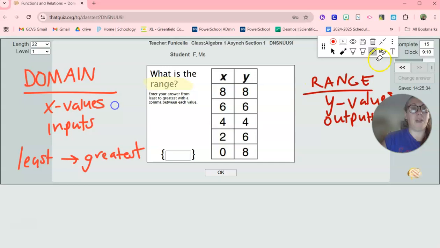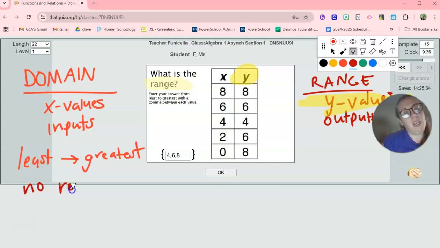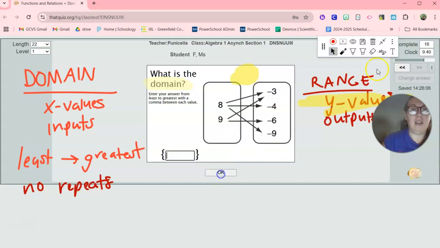And then for the next one, on the next slide, it's looking for our range, which is our y values, lowest to greatest. And we don't put any repeats. So here we have a 4, that's our smallest. There's 2 6s, we only have to write it once. And there's 2 8s, so we're just going to write that once as well. We don't have to put any repeats, okay? And when you're all set, go ahead to the next slide.